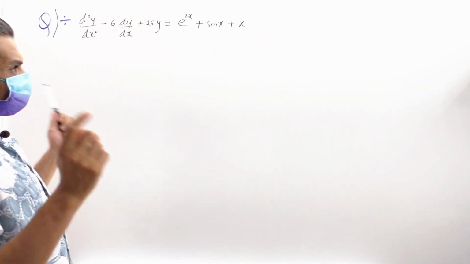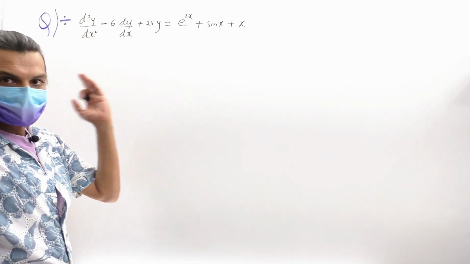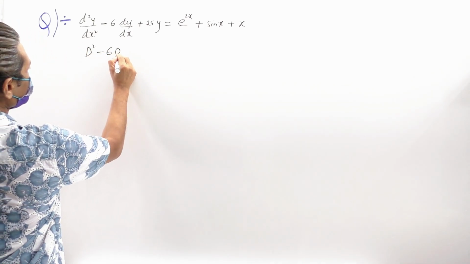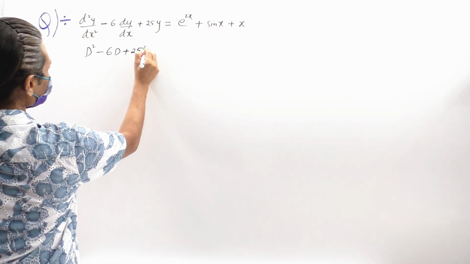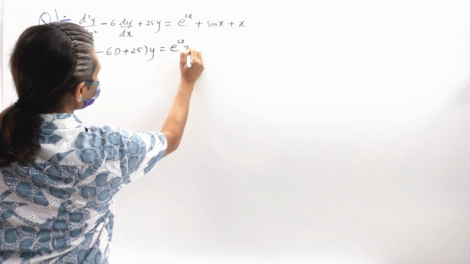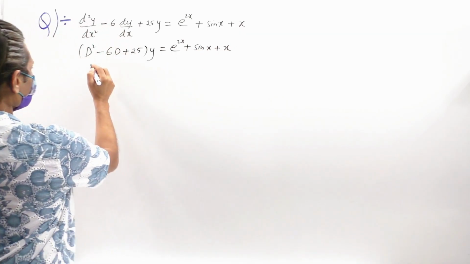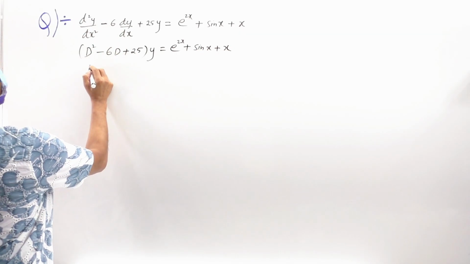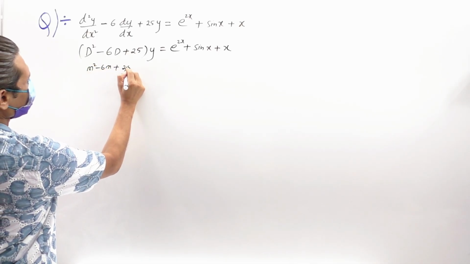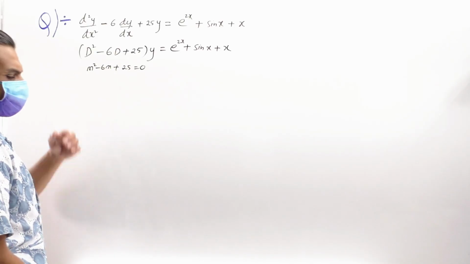So, first what we do is we write d square by dx square as D square. (D square minus 6D plus 25) into y equals e raised to 2x plus sine of x plus x. So, first thing first, we find the auxiliary equation: m square minus 6m plus 25 equals 0. Okay. Now, let us find the roots here.